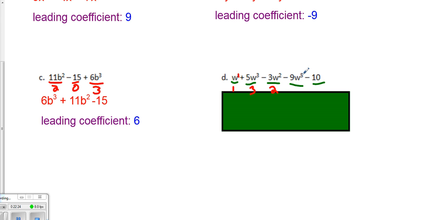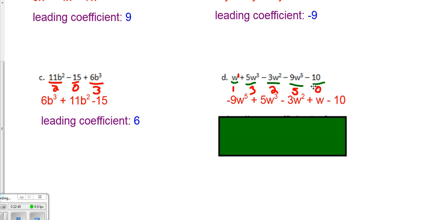Minus 9w to the fifth, that exponent gives us a degree 5. Minus 10. 10 has no variables with it, so it's degree 0. It's just a constant term. So we need to rearrange everything so that the highest degree, this 5, comes first. Remember, because there's a minus sign here, it's negative 9w to the fifth is what we start off with.